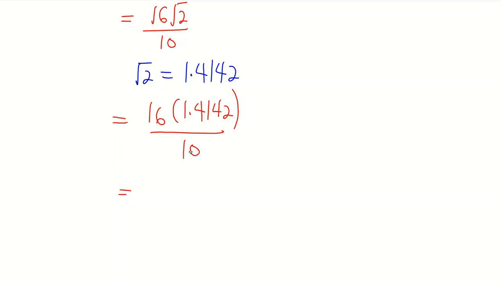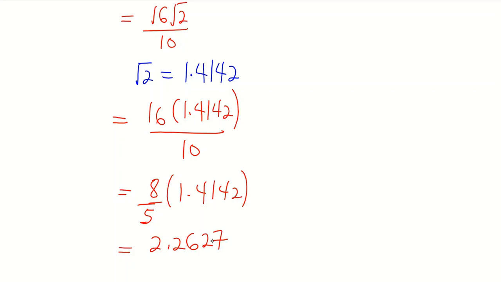And therefore, our solution now becomes, now we know 2 goes into 10 5 times and goes into 16 8 times. So we can have 8 out of 5 multiplied by 1.4142. And our solution finally becomes 2.2627. So this ends the solution to this question, and practically this ends today's video.